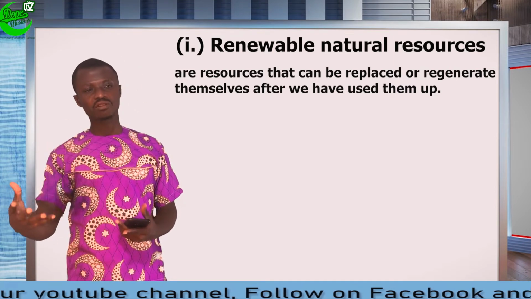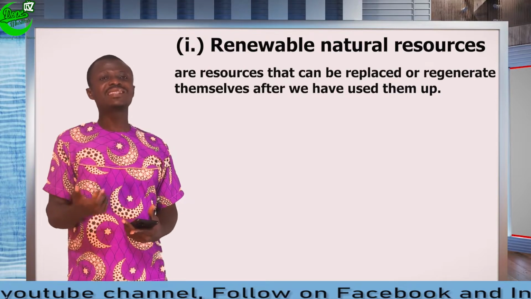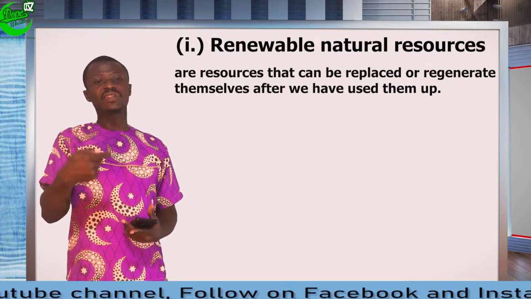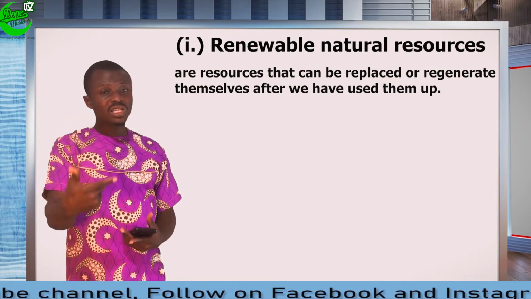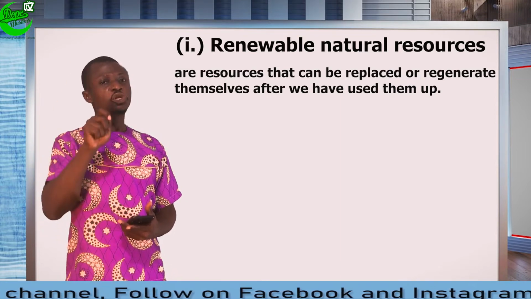So when you use that particular resource, either through natural processes or human design processes, we can replace it. Even if it's natural, it means it will regenerate itself. But if it's human design, it means we can replace that particular resource. That is what a renewable resource is.